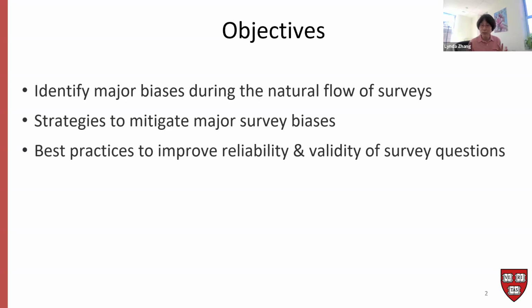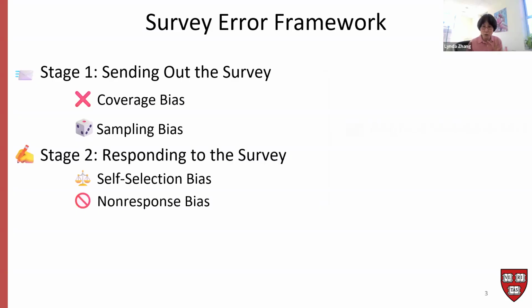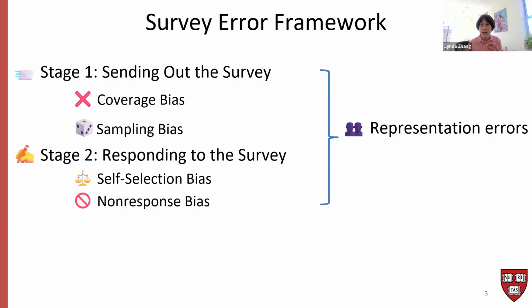So let's start by looking at how bias can infiltrate each step of the survey process. First, when you determine who receives your survey, there could be biases such as coverage bias and sampling bias. And then who ultimately responds to your survey may also generate biases. And these biases result in representation error. If you have these errors and you don't do anything about it, you can't generalize your survey results to the entire target population that you're surveying.